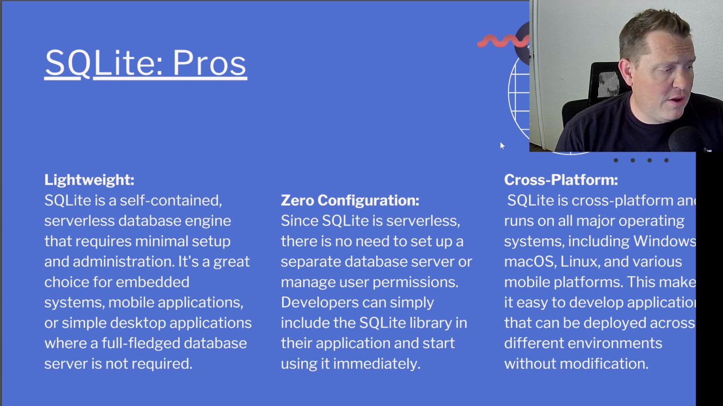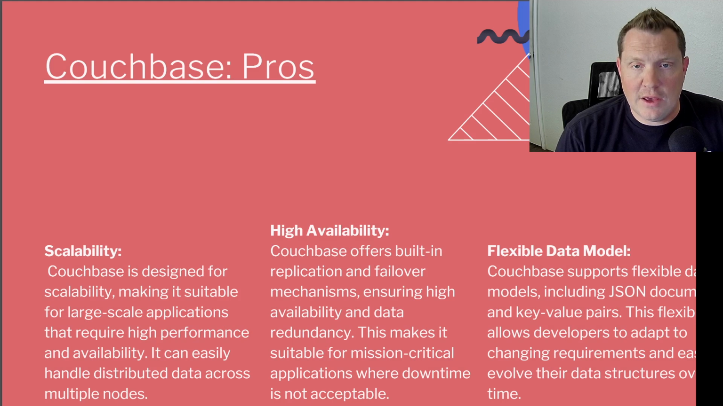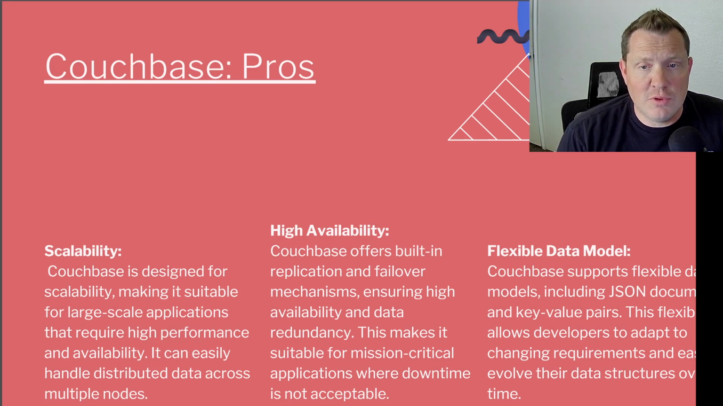Let's talk a little bit about some of the pros to Couchbase. Couchbase is designed for scalability, making it suitable for large-scale applications that require high performance and availability. It can easily handle distributed data across multiple nodes. So it's really designed for this high availability. Couchbase offers built-in replication and failover mechanisms, ensuring high availability and data redundancy. This makes it suitable for mission-critical applications where downtime is not acceptable.